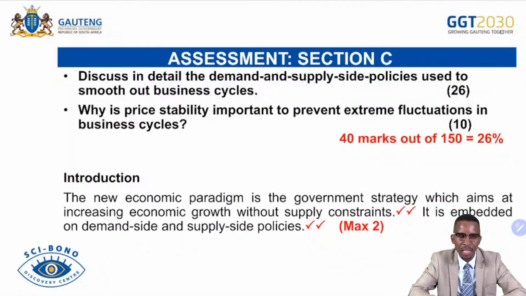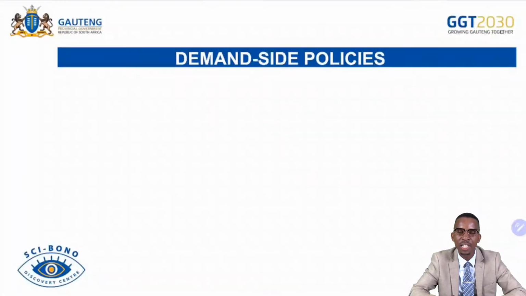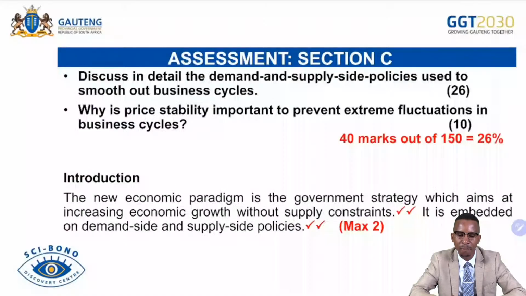Introduction. We define the economic paradigm or the business cycle. So we say an economic paradigm is a government strategy which aims at increasing economic growth without supply constraints. It is embedded on both demand side and supply side policies. So any other introduction that is correct will be given marks in there.